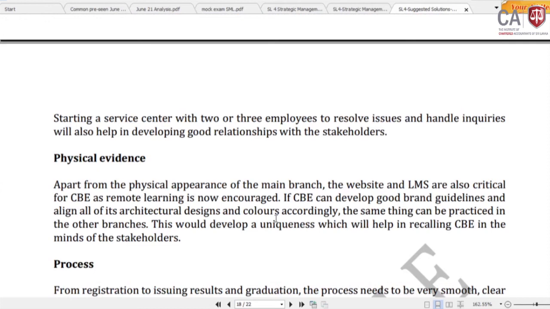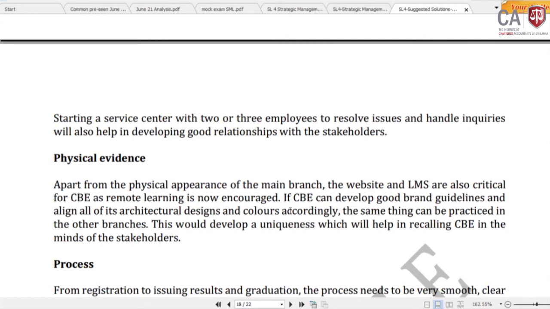Starting a service center with 2 or 3 employees to resolve issues and handle inquiries will also help in developing relations with the stakeholders. So, they suggested introducing a service center to deal with the students' problems, right.